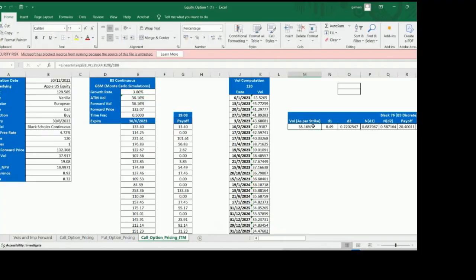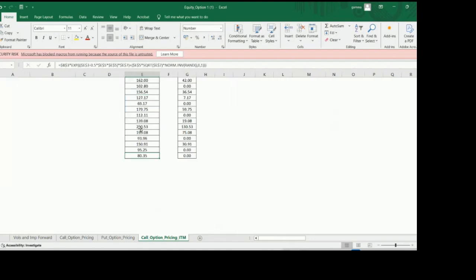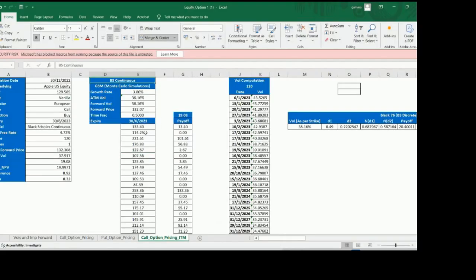Here, when we were using Black-Scholes continuous, we were using the vol as per the strike, but when we are simulating, we got to take the vol as per the at-the-money level, okay? Now we know that for 30th June 23, at the money, 36.16 is the vol. Growth rate is nothing but 3.80. And we just apply this equation which I showed you.